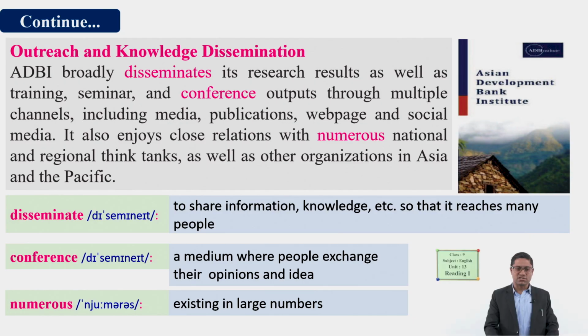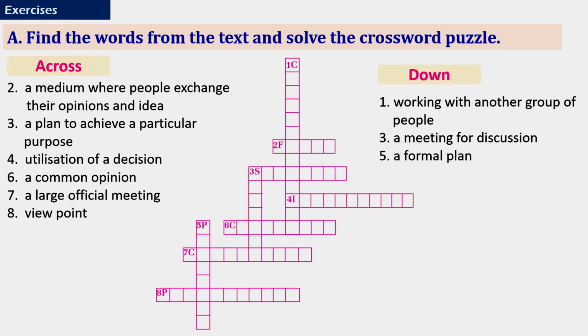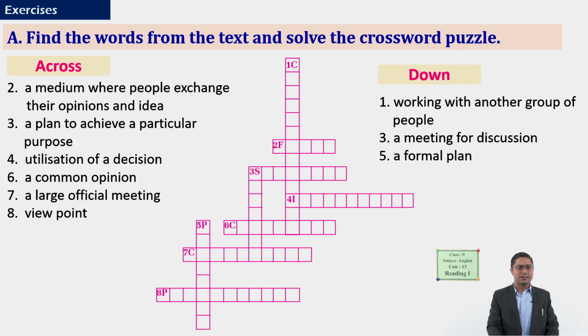Okay, dear students, till now we discussed what ADBI is, what functions it does, what kind of researches it carries out and how the research outputs are disseminated. Dear students, now we are going to deal with the exercises. So, look at the first exercise in the book. It reads, find the words from the text and solve the crossword puzzle. Most of the meanings we have already discussed. So, let us start from the section across.